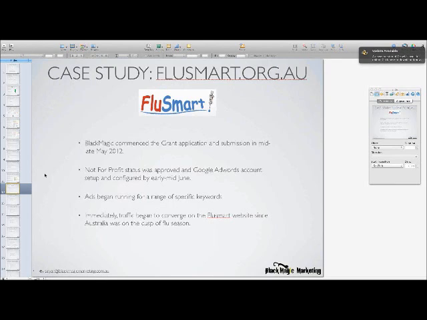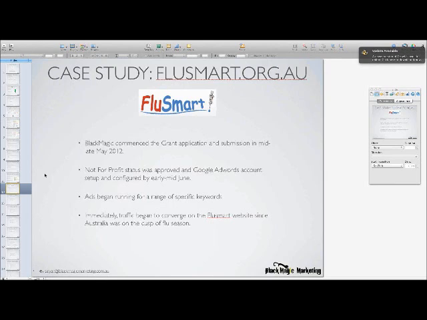And the ads began running straight away for specific keywords related to the flu, like flu treatment, swine flu, flu symptoms, H1N1, avian flu, bird flu, all these sorts of things related to what consumers would type in for the flu. And those keywords were researched by us because it's no good writing an ad for a keyword that gets typed in 3 times every week, because you're not going to get any traffic from that.